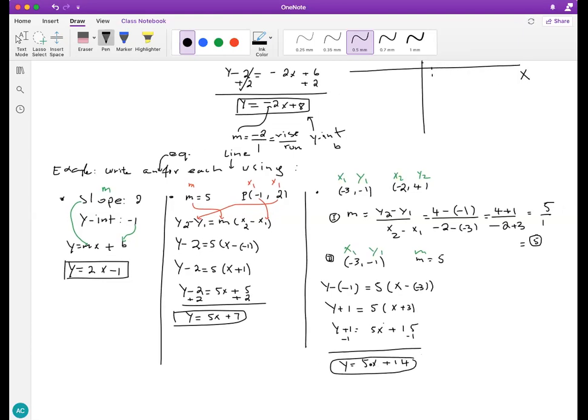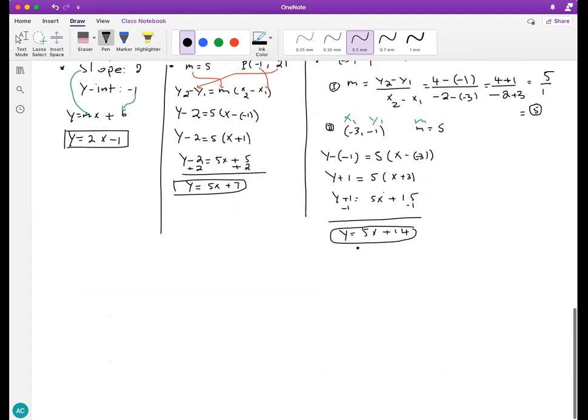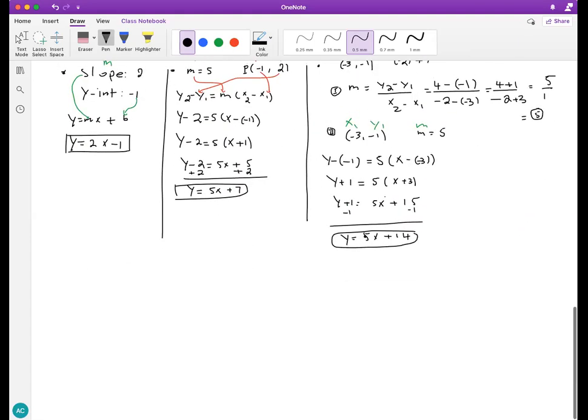Again, as you can see, it always ends up in the slope-intercept form. And from here, you can use it to graph, like we did earlier, or to do other things. The m again is here, the y-intercept is here. You can do other things with it as needed.